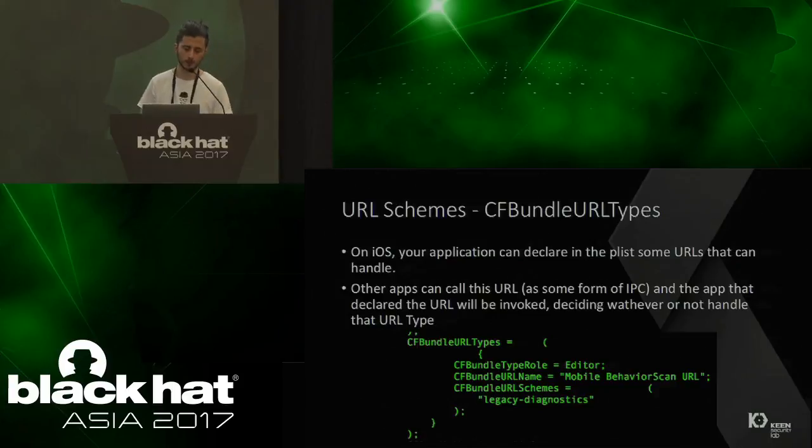So on iOS, there is something called URL schemes and CFBundleURLTypes. Basically, in your application Info.plist, you can declare some URLs that your application is willing to handle. And other applications can simply open these URLs and use it as a form of IPC. The app that declares those URLs will be invoked and decide what to do, whether to handle them or not. Here we can see an example of a legacy diagnostic URL. So some application declares this legacy diagnostic URL.